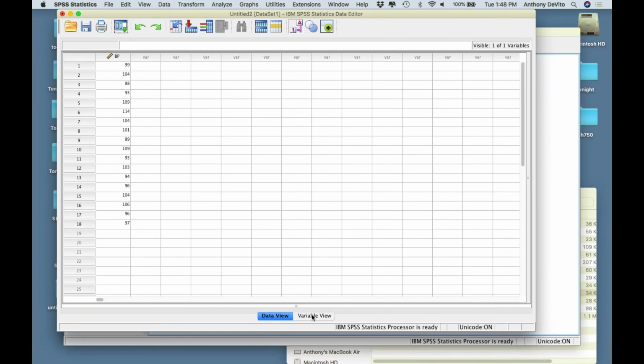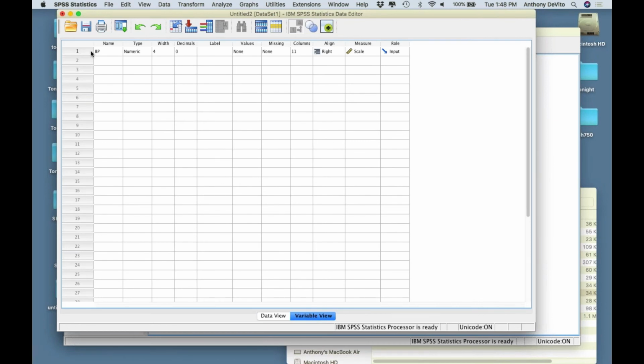If I click to my variable view, I get a single row because there's only one column, only one variable that I'm dealing with. And I can go through here and specify certain things that are relevant to this particular variable. For instance, instead of BP, I can go in here to label and put in blood pressure. That way, instead of my tables and charts saying the variable name BP, which is kind of an abbreviation, it will actually say blood pressure, a little bit more descriptive.